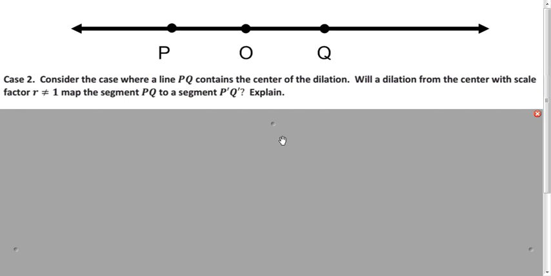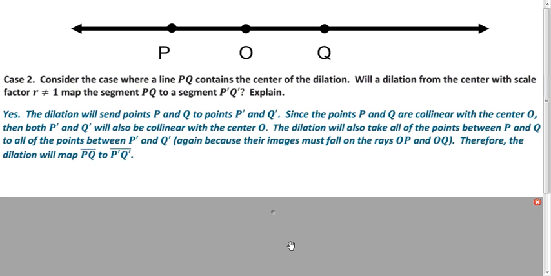Another case that could happen is what if your center of dilation is on the line that passes through those 2 points that you're dilating? Well, you know that the dilation is going to map Q to Q prime somewhere on ray OQ. And similarly, P is going to be mapped to P prime somewhere on OP. And since those rays are all parts of that line, everything's collinear. So you will indeed, again, get a segment.